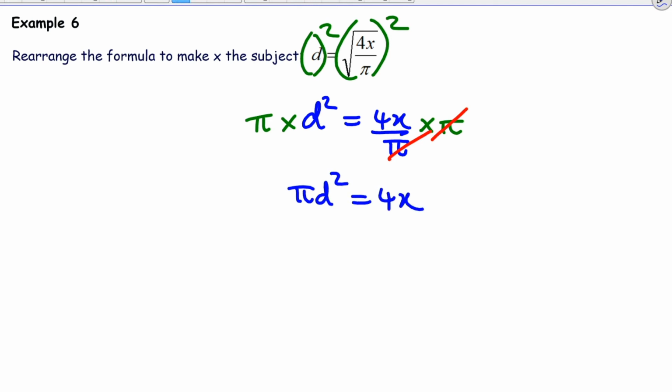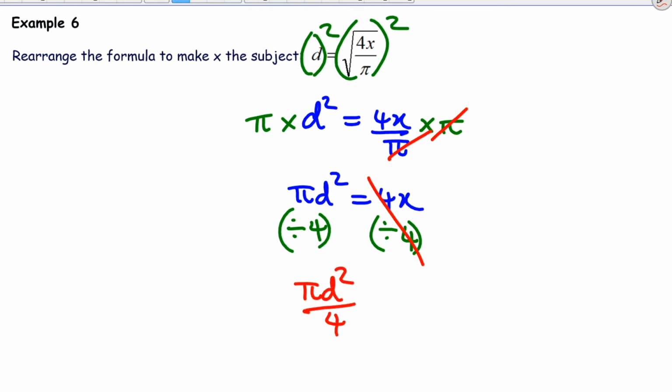The opposite of multiplying by 4 is dividing by 4. So you divide by 4 on each side. 4 divided by 4 is 1. So our resulting solution will be pi d squared over 4 is equal to x.